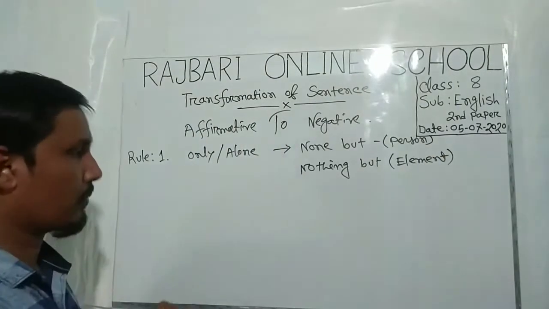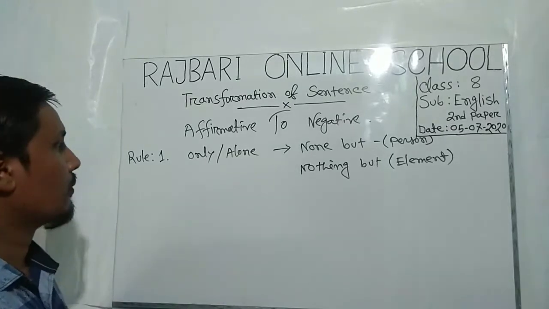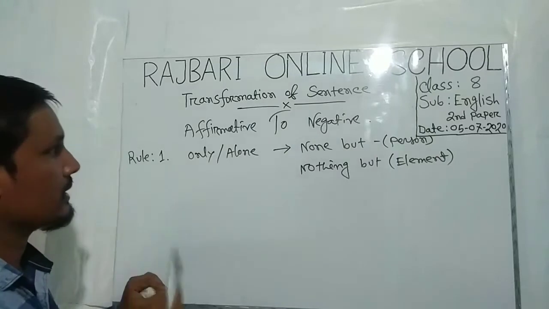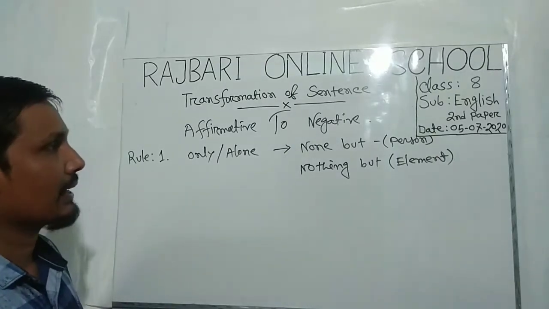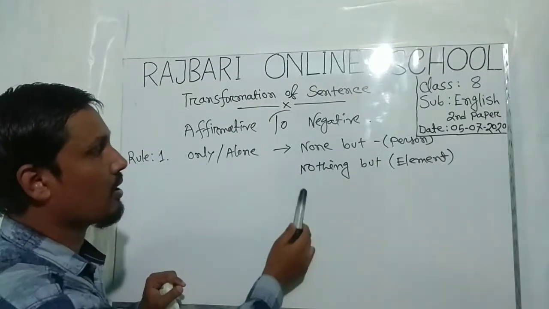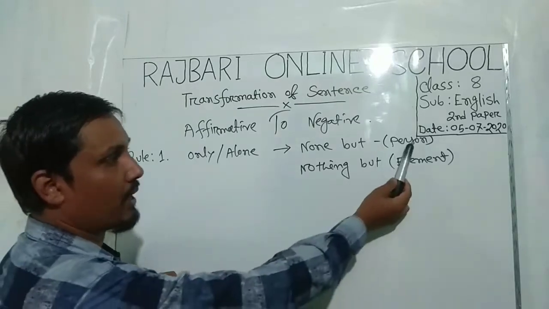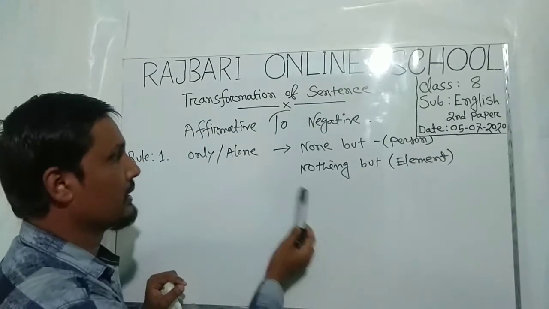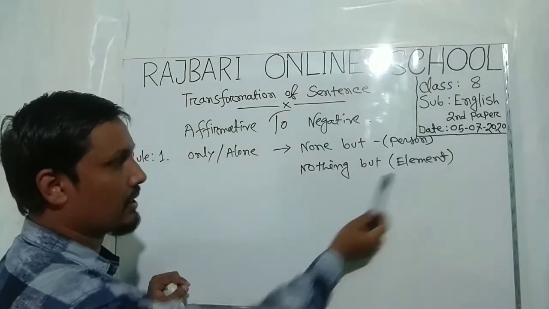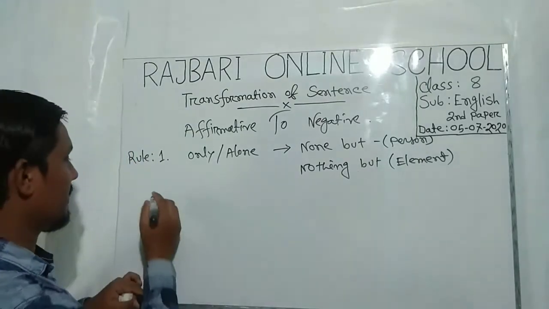Here, look at the board, my dear student. If you see the word only or alone in the affirmative sentence, and you have to make the negative sentence, you have to use none but or nothing but. If only is connected with a person, that time you have to use none but. If only or alone is connected with an element, that time you have to use nothing but. Let's start our example.